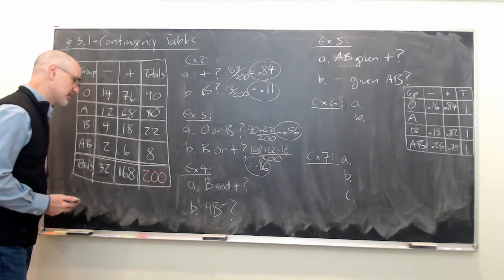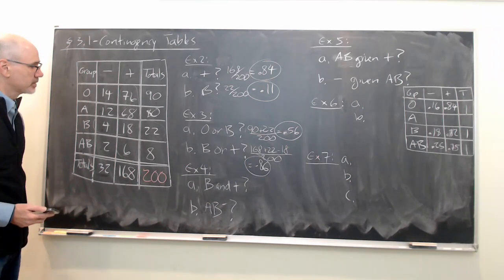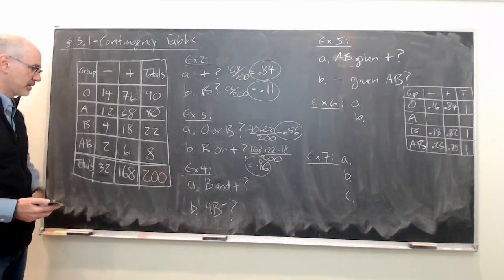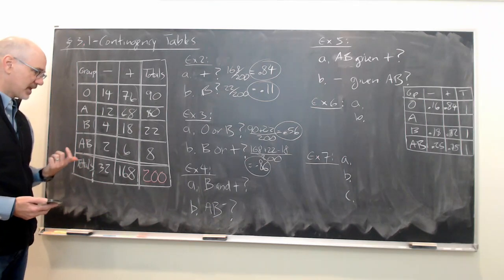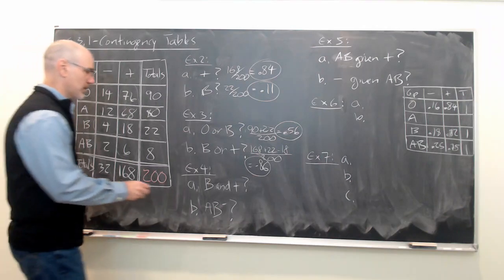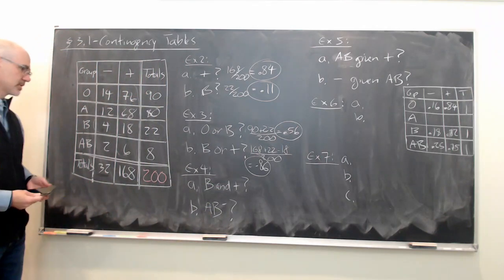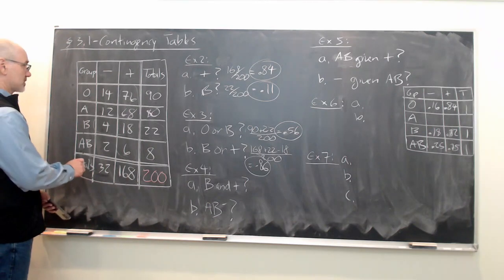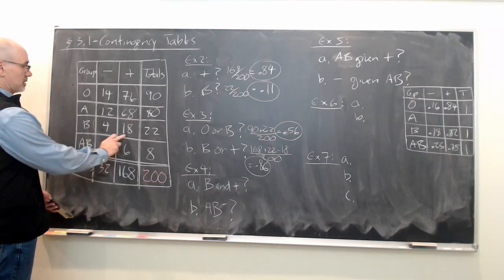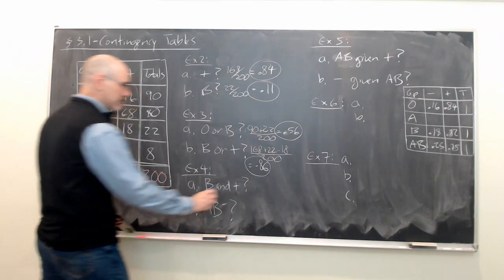All right, so next up, we have what are called joint probabilities, where you're figuring out percentages where you have an and description. Number 4, part A, is the percent of folks that are both B and positive. Here's B, here's positive. B and positive would be the 18 out of 200.